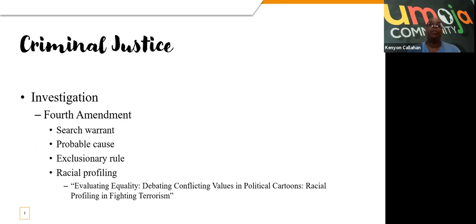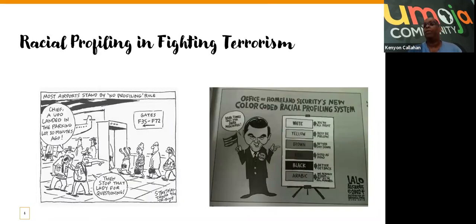Another kind of racial profiling is how we profile for terrorism, what we deem to be terrorists. And if you look at the little cartoons, most airports stand by a no profiling rule, but then you see them pull certain people out.